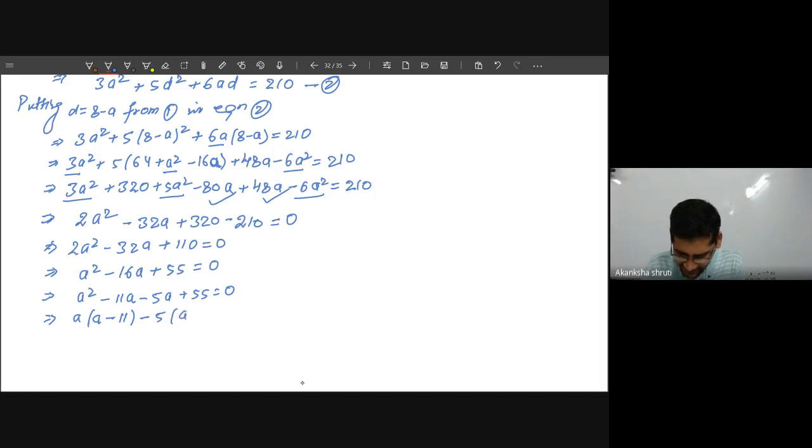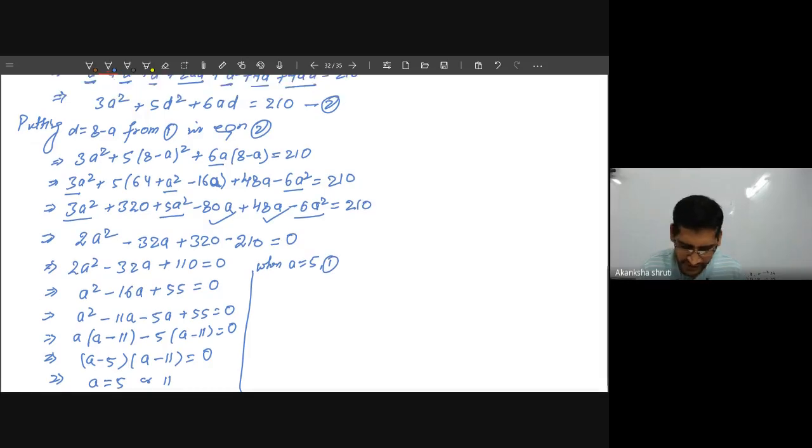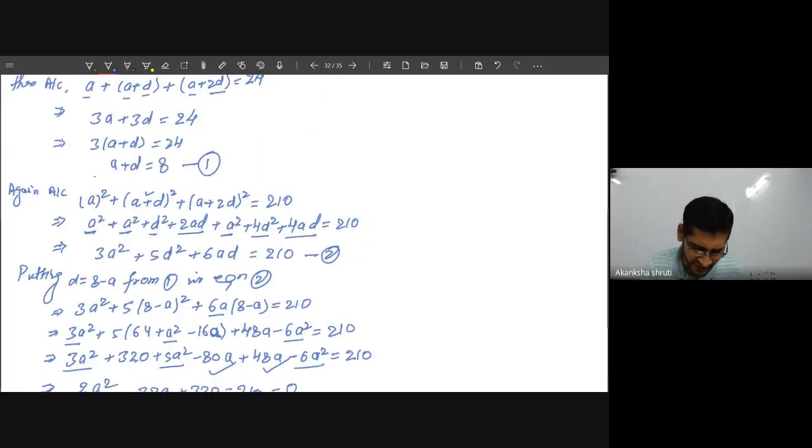Again a minus 11 is equal to 0. Student, what is this? A minus 5 or a minus 11 is equal to 0. This implies a is equal to 5 or 11. Okay, student. After this, when a is equal to 5, use equation 1, which means we are going to substitute a equals 5 in this equation.